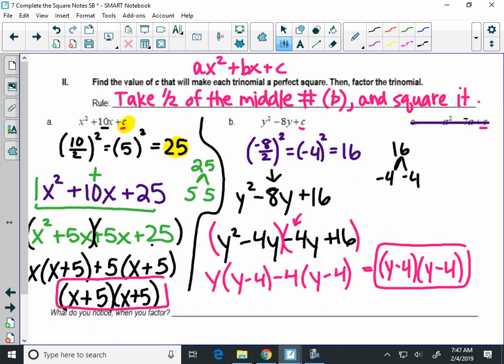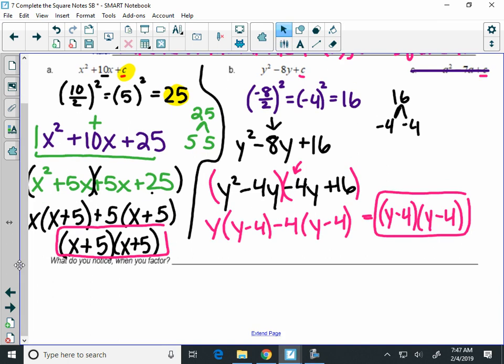Well, here's one thing I want you to notice when we factor here. Right? I'm going to write it underneath the line, but you can write it on the line. Each binomial is the same.